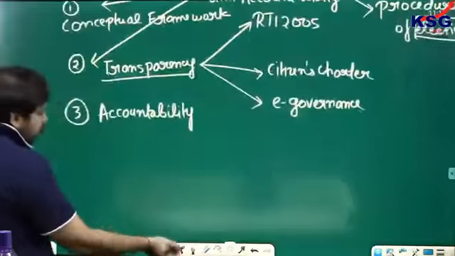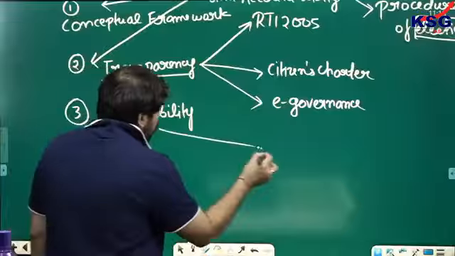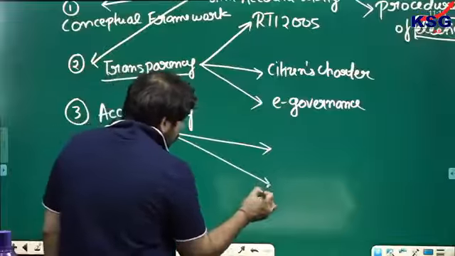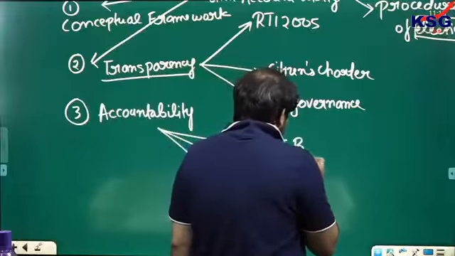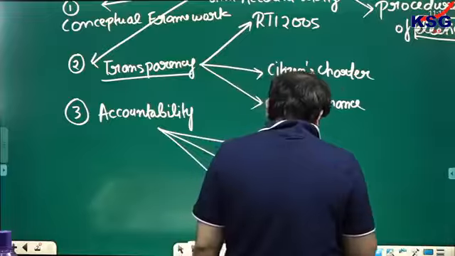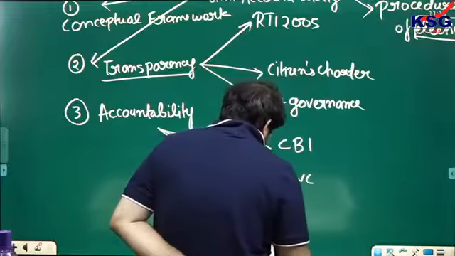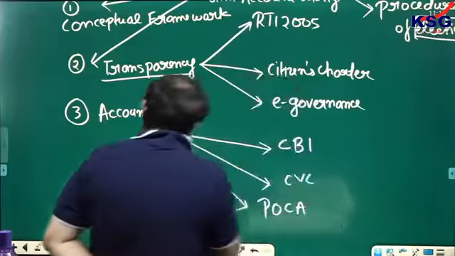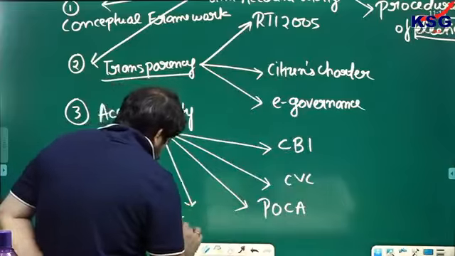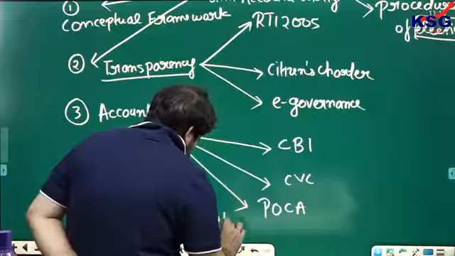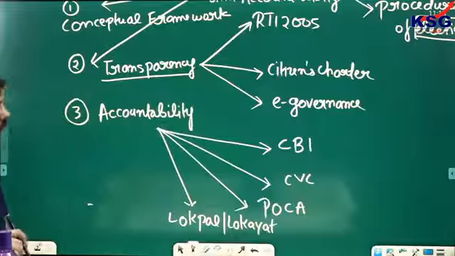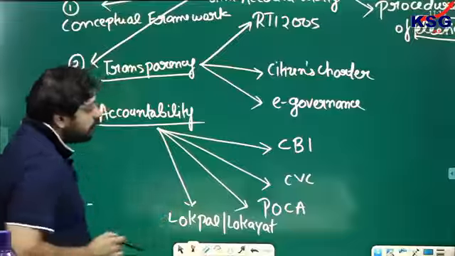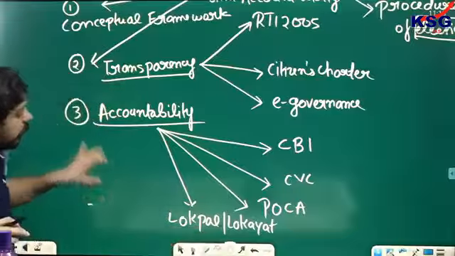And within accountability, we'll take a look at certain tools associated with accountability. We have, for example, the CBI, the CVC, the Prevention of Corruption Act, and we can also have a discussion upon the concept of the Lokpal and the Lokayukta. This is the third part, which is accountability, which we'll take a look at. Okay.